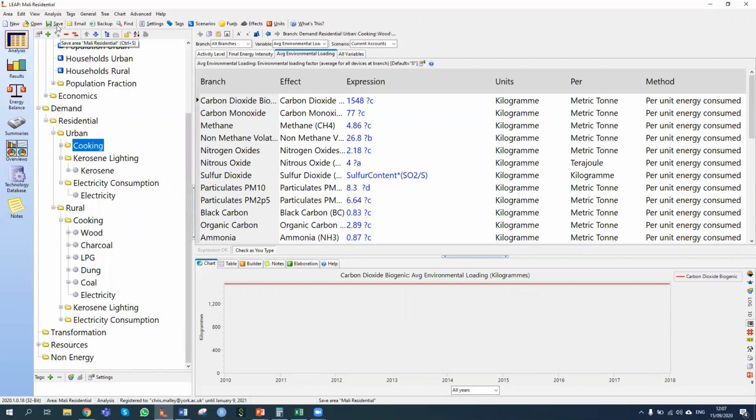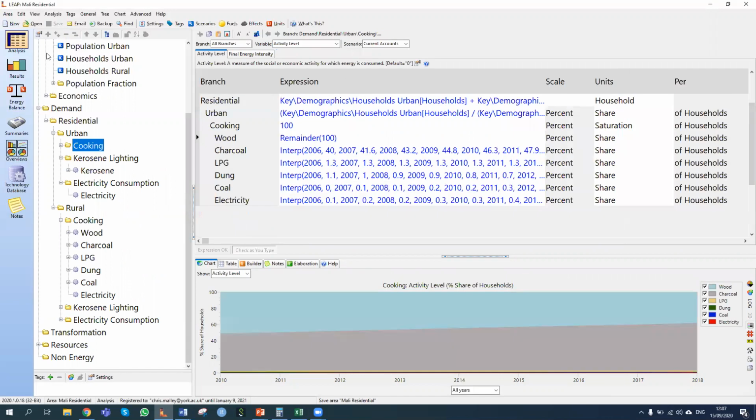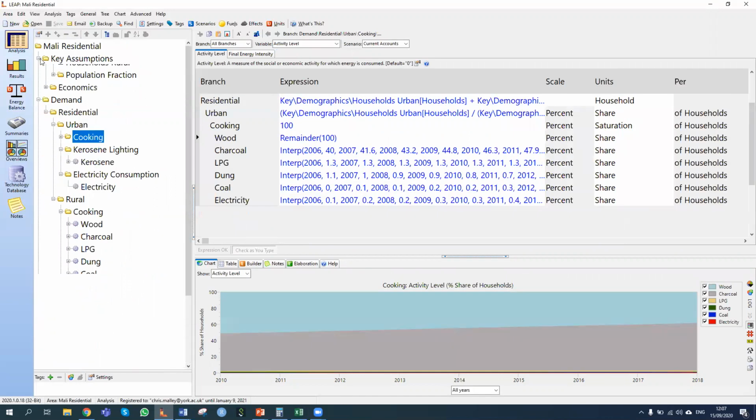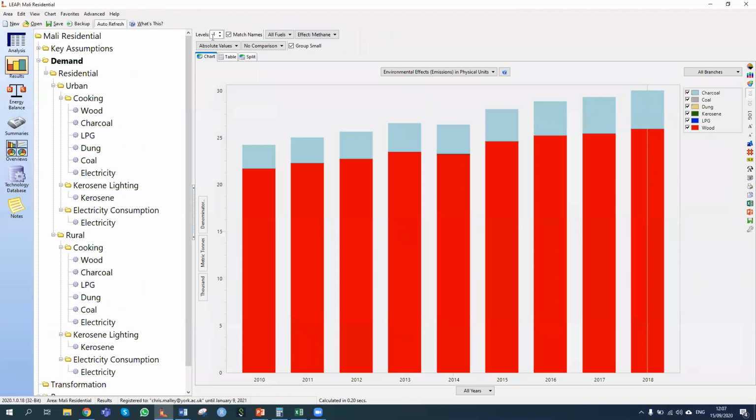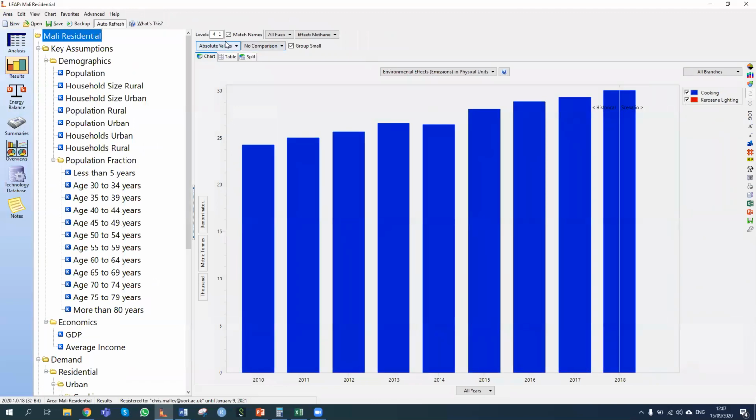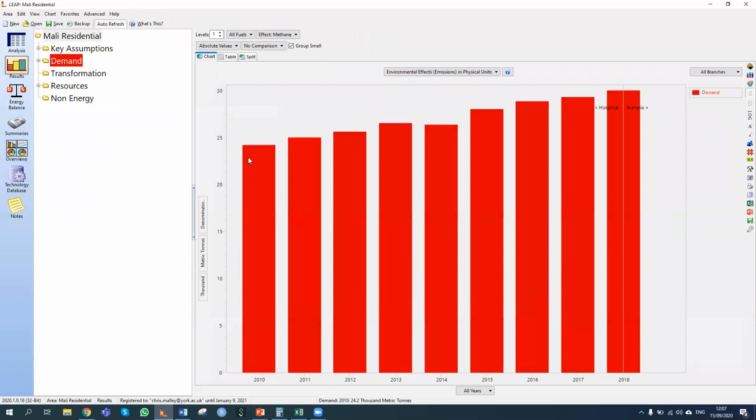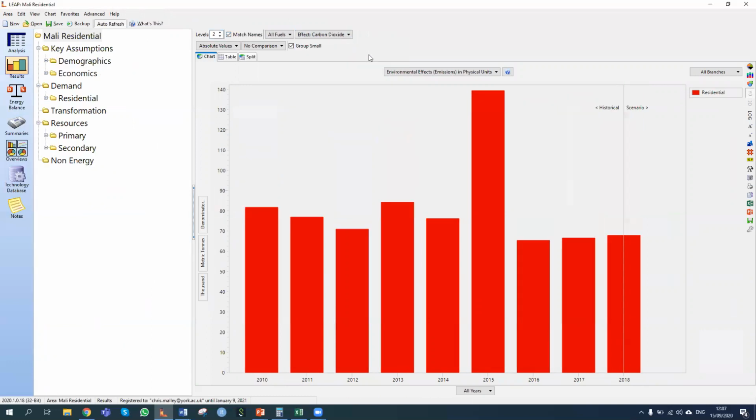So now I've entered all of the information that I need to be able to estimate the emissions for historical years between 2006 and 2018. If I click on results, I can then see those emissions. I can see where my emissions are coming from. So at the moment, I only have emissions under energy demand. Let's have a look at carbon dioxide first. I only have emissions for the residential sector. Eventually, we're going to have emissions for lots of sectors, and we'll be able to compare them.